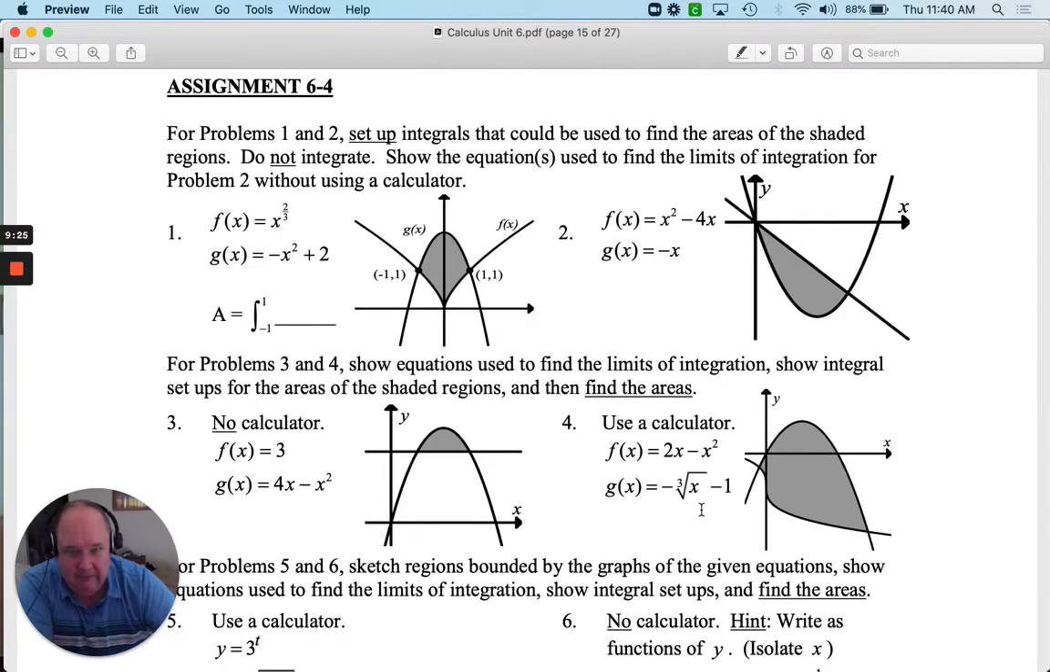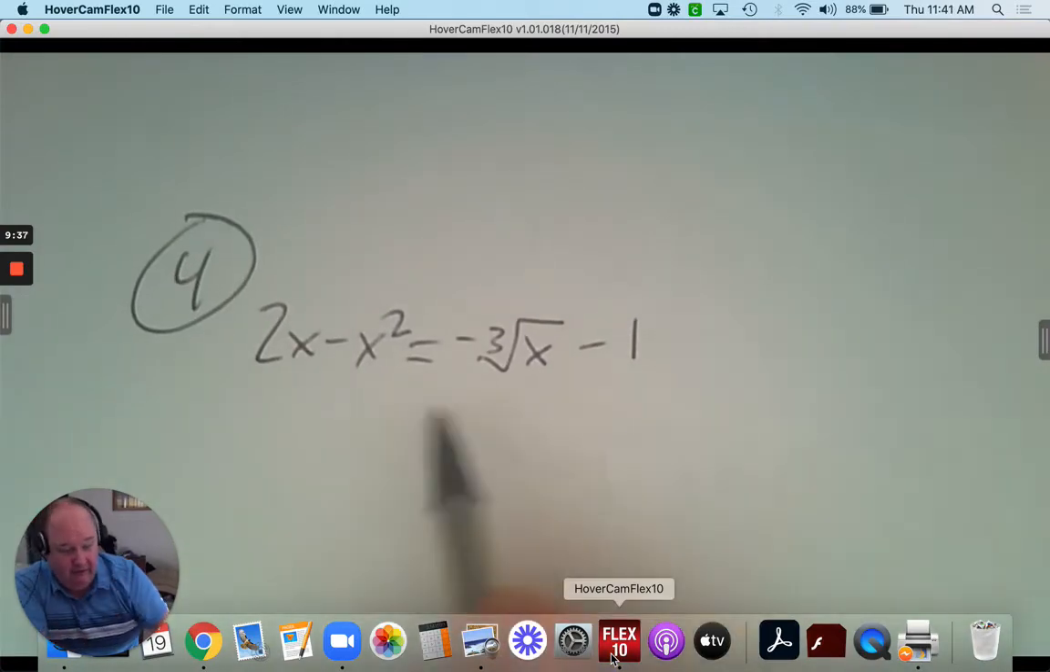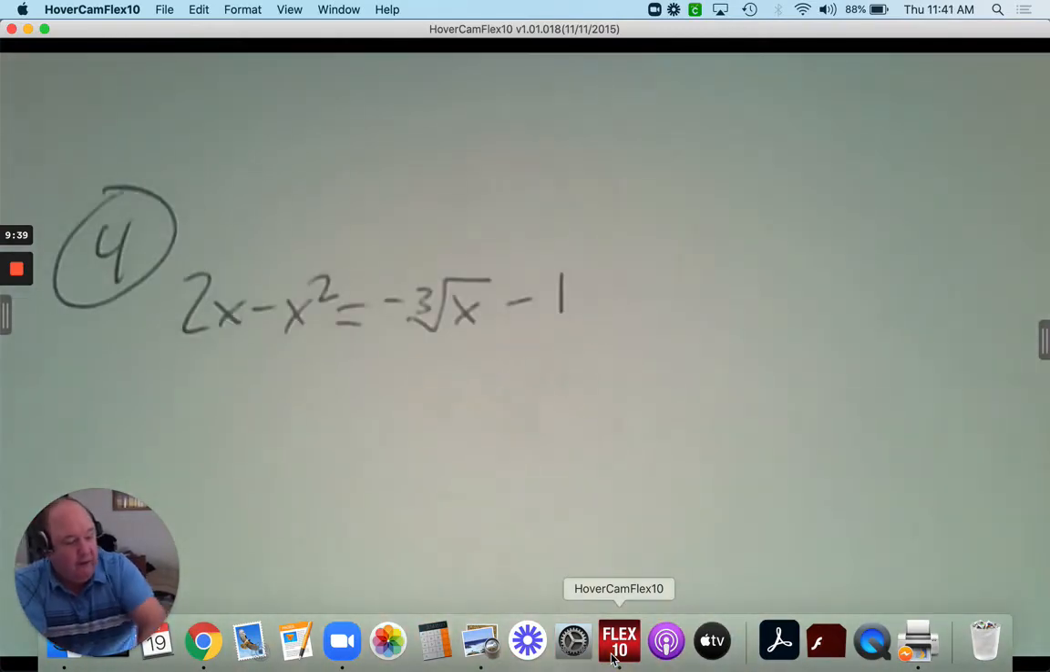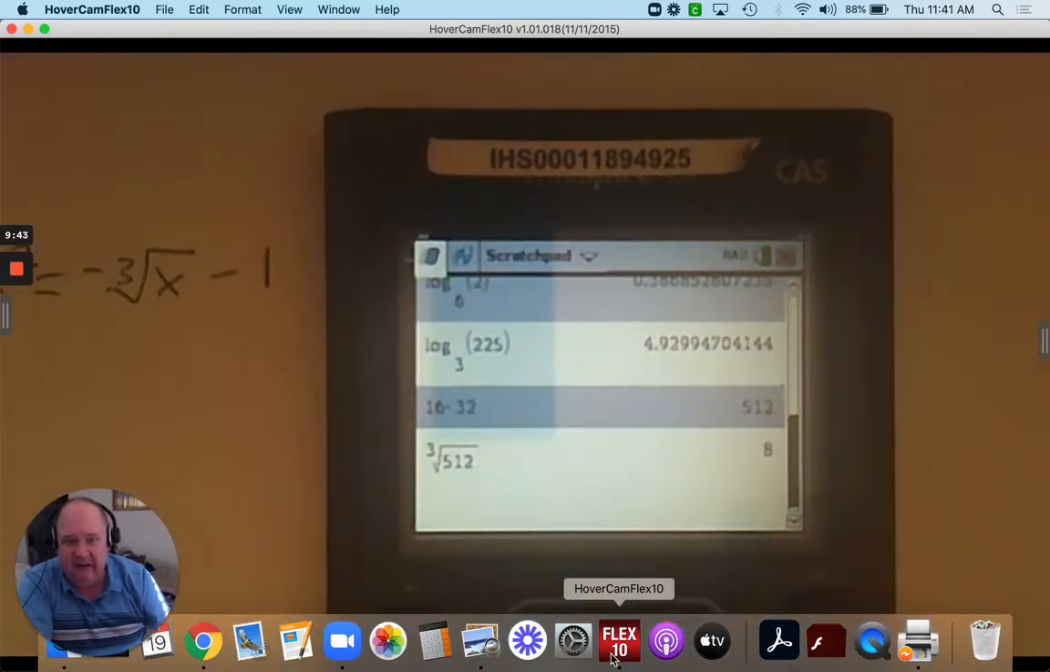I need to make them equal to each other to begin with. Well, as soon as I make them equal to each other, I'm in no mood to solve that by hand. If I'm going to use a calculator, I'm going to use a calculator. So I'm going to make them equal to each other. There it is. Do you want to solve that? I think the answer is no. So we're going to use our calculator to solve it.